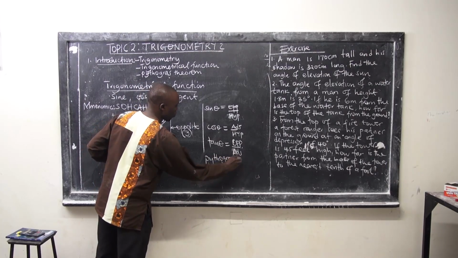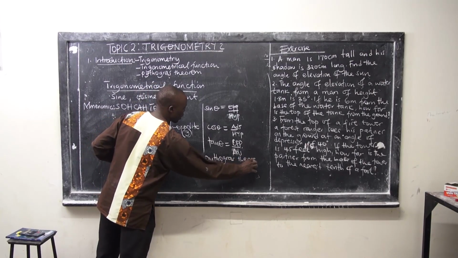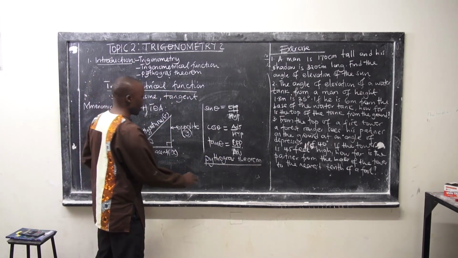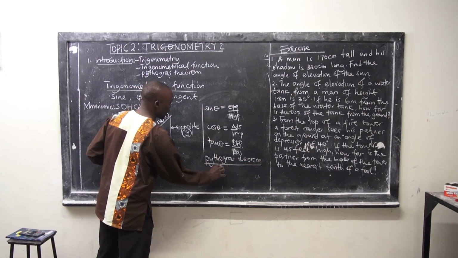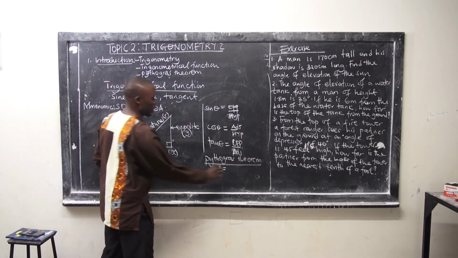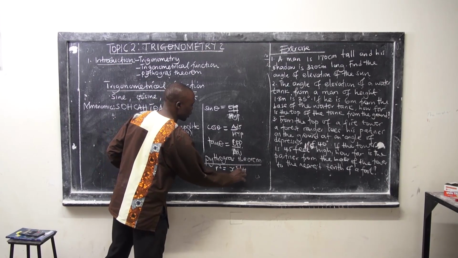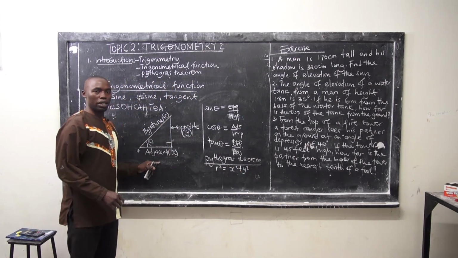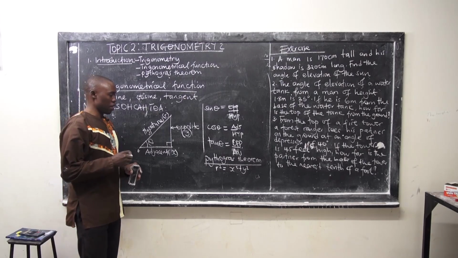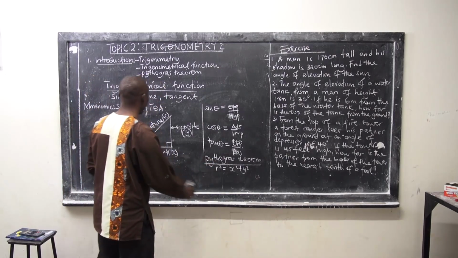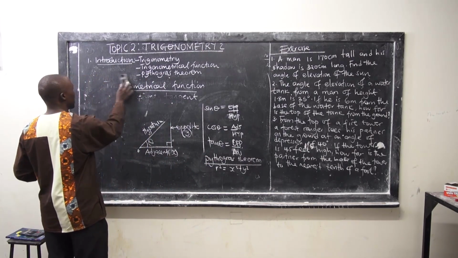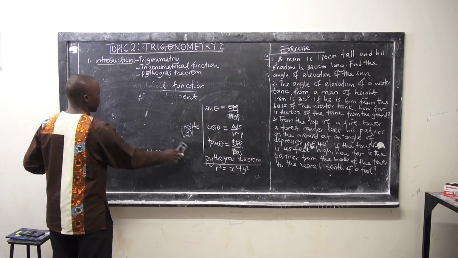So Pythagoras theorem is going to be important in handling some of the questions in this topic here. The longer side squared, which is the hypotenuse, will be equal to the adjacent squared plus the other side squared, x squared plus y squared. So by squaring the shorter sides, we can get the longer side there. I hope that's very, very clear.